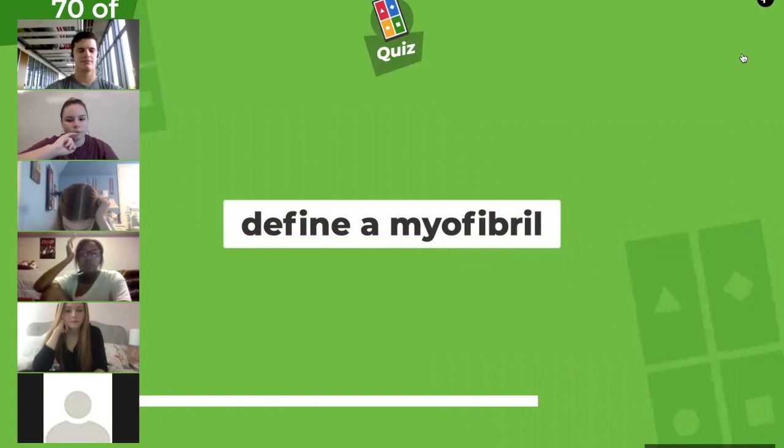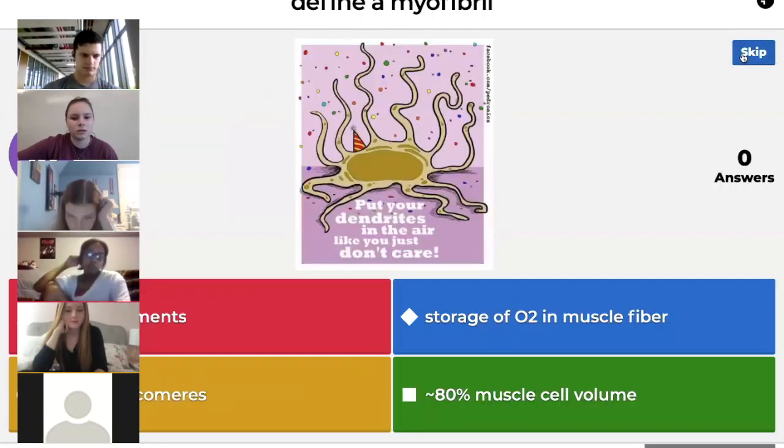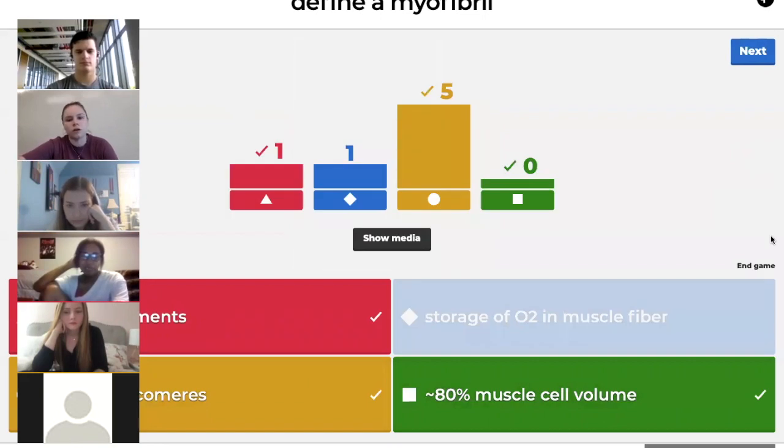Define a myofibril. Okay, cool. So a myofibril is a rod-like element. It contains sarcomeres, and it's 80% of your muscle cell volume. Your storage of oxygen in a muscle fiber is from your myoglobin, okay?